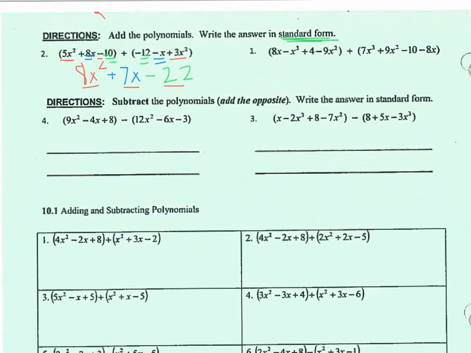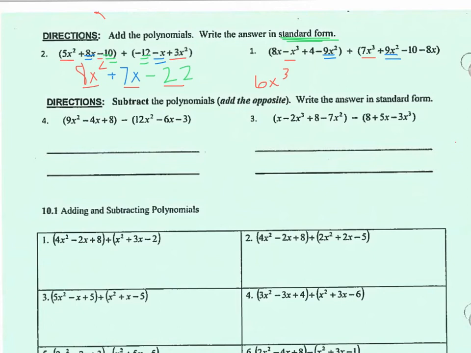Okay, so for the next one, I'm just knowing that I have to write it in standard form. I'm going to start with the cubic term, the highest degree. So I have negative 1x cubed and positive 7x cubed. So in total, I have 6x cubed. And then I'm going to look at my x squareds. I have negative 9x squared and positive 9x squared. So I actually have no x squareds when I add these together.